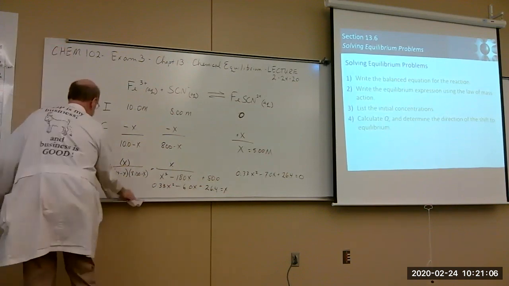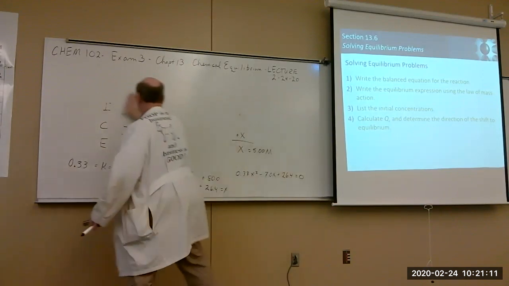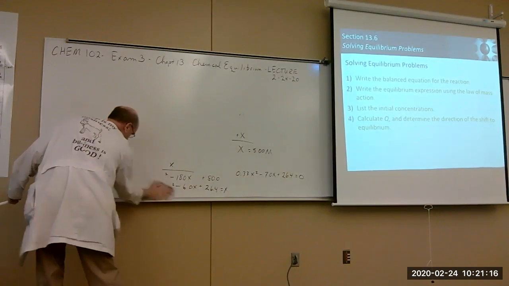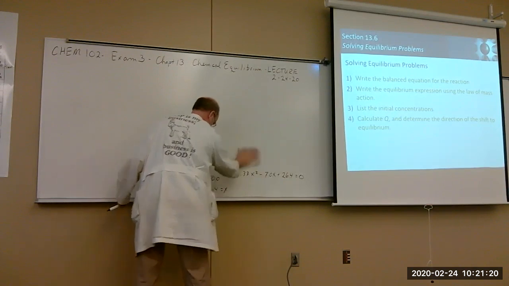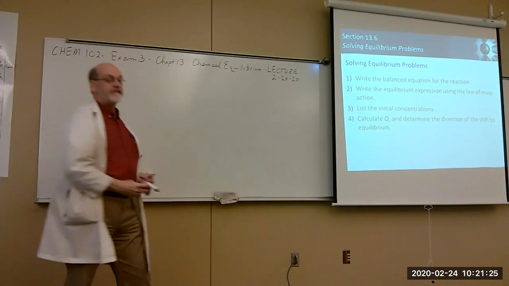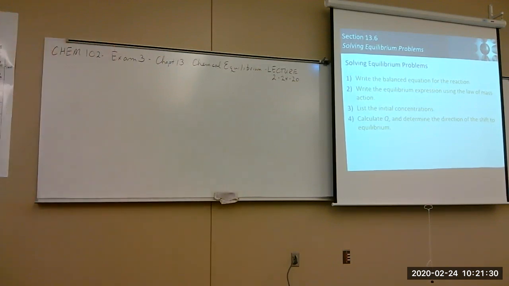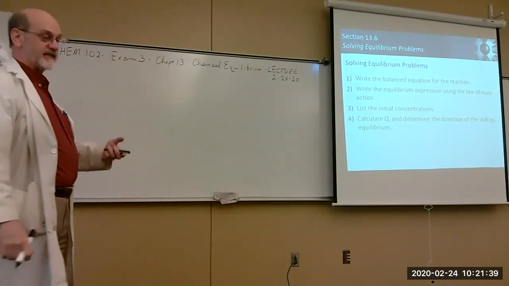Okay, so this is just sort of pulling things together in one slide. What do you do when you're presented with an equilibrium problem? Same thing you do with any other problem. You write the equation and balance it, if it's not already balanced. If it's not given to you, balance it. Then you write the equilibrium expression in terms of the law of mass action.